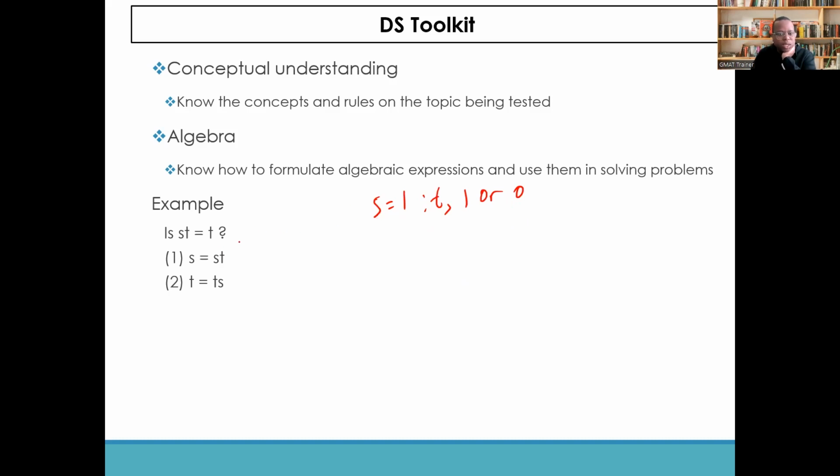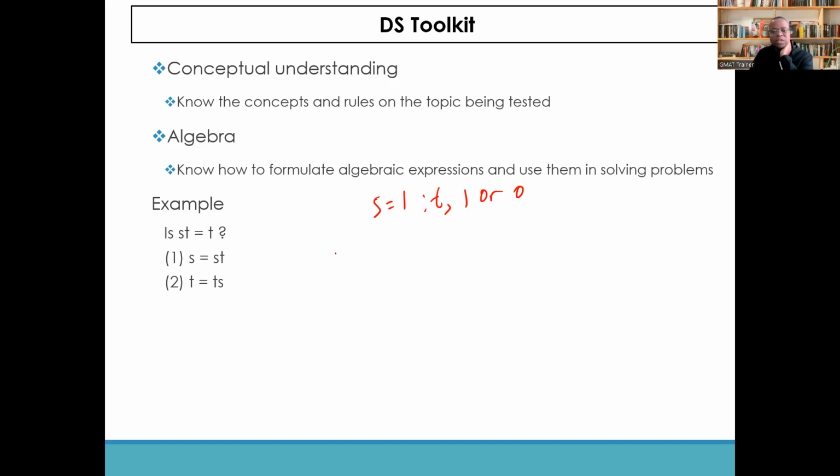Because if S is equal to 1 and T is 1, then 1 times 1 is equal to 1, so yes, that's the case. And if S is equal to 1 and T equals 0, then 1 times 0 equals 0, and T will also be equal to 0. Is that visible? Once you know this, you need to see if the conditions show that S is equal to 1 and T is either 1 or 0. If you're able to get that, then you have a sufficient statement.